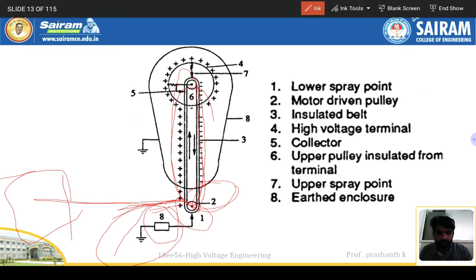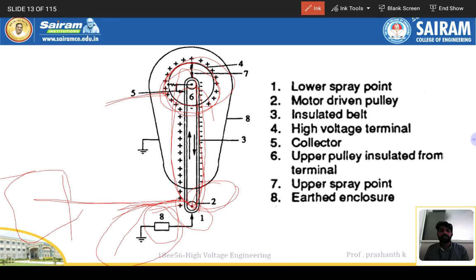Don't get confused, this is normally a pencil sketch of the complete product. They have made a half sectional view. The high voltage terminal is the fourth one. This is the high voltage terminal, a dome shaped structure. Dome in the sense a sphere like structure. The collector is the fifth one. This one is the collector. The sixth one is the upper pulley, insulated from the terminal. And the upper spray point is the seventh one.